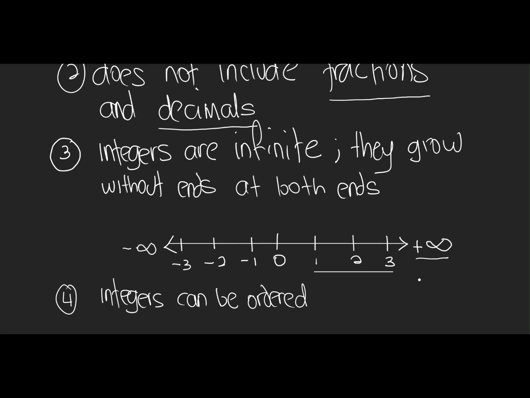Whatever it is, it keeps going and going and going. And on the negative side, I have negative 1, negative 2, negative 3, and it keeps growing till negative infinity, whatever that is, right? And integers can be ordered. That means they can be arranged in an ascending or descending order.